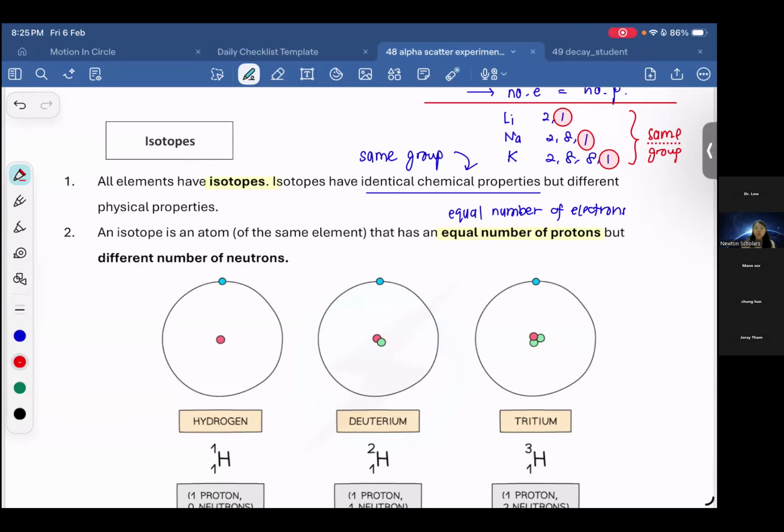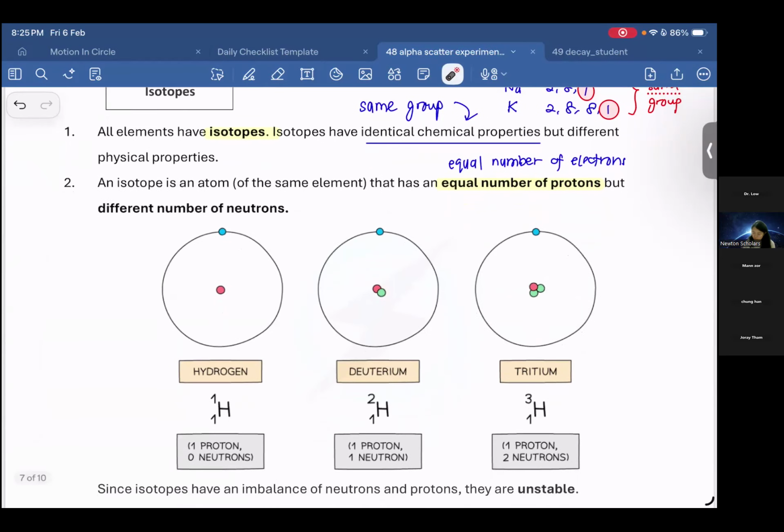So why we say that isotopes also have identical properties is because they have the same number of protons, therefore they have the same number of electrons. Can you see in this example, how many protons here? I got 1 proton, 1 proton, 1 proton. That means I got 1 electron, 1 electron, and 1 electron. Since they have the same number of outer shell electrons, their chemical properties will be the same. So this part, why isotopes have identical chemical properties is because of the same number of electrons.